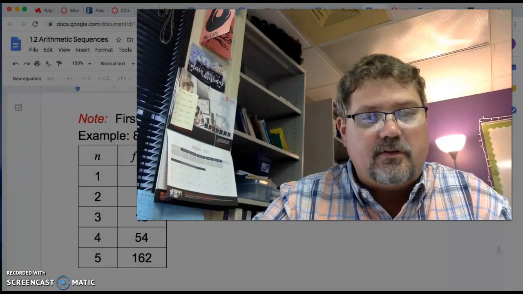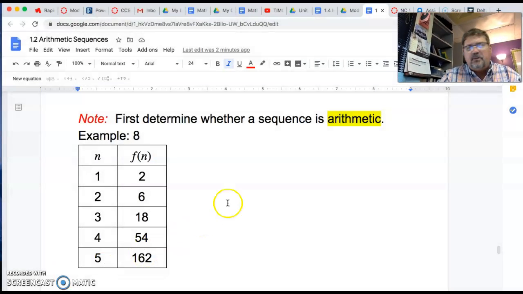So let me go into our notes. We're still working on 1-2 notes. They're long. All right, so one thing I left out a minute ago, in the last video I talked about the tabular form. What should have been said was, first determine whether the sequence is arithmetic. If they tell you explicitly that it's an arithmetic sequence, then this step is not necessary.